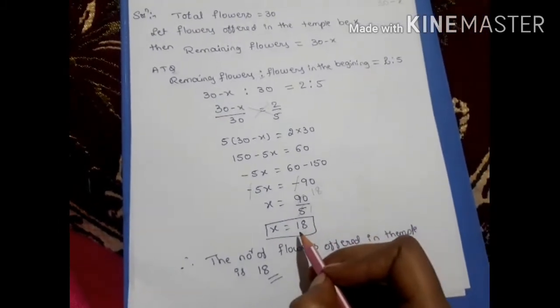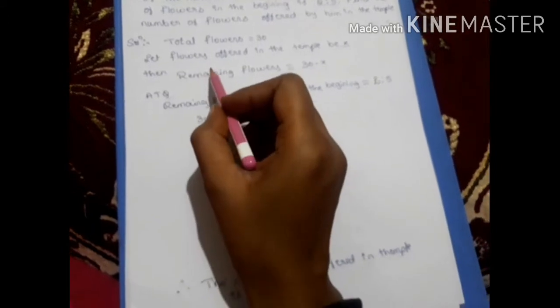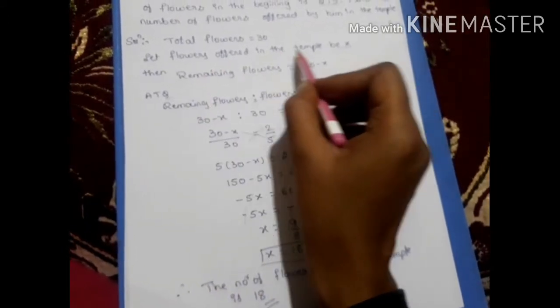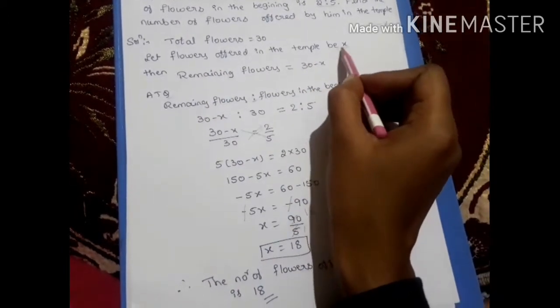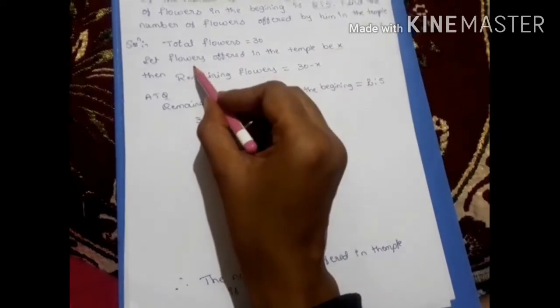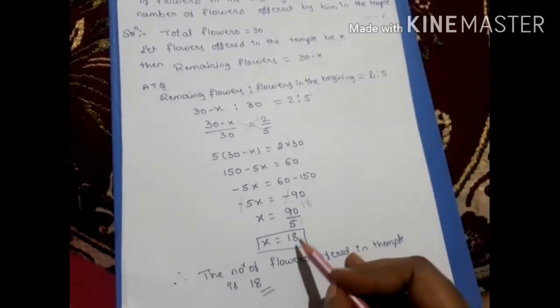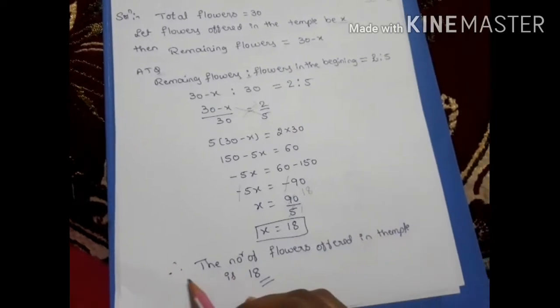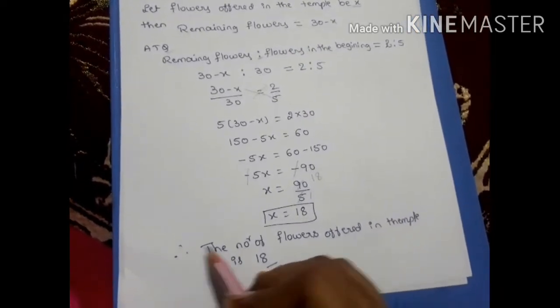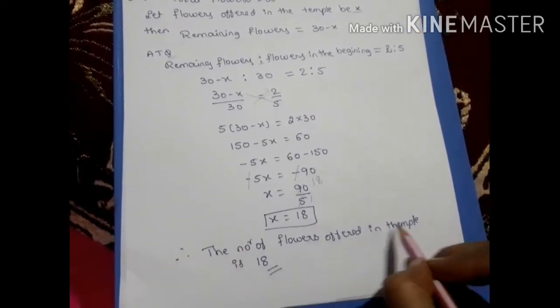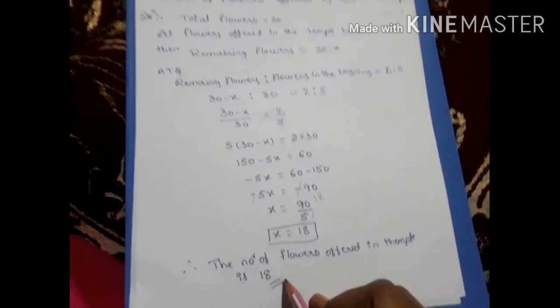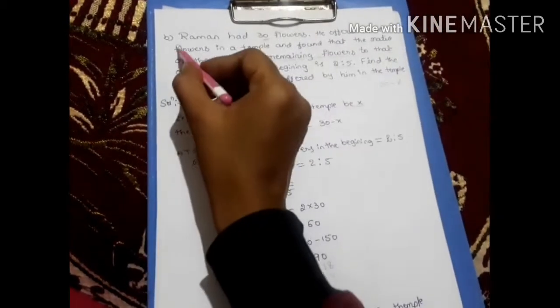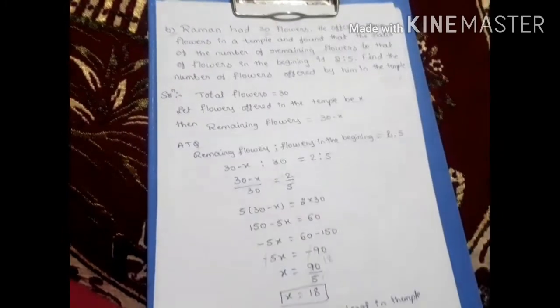So what is this x? What did we consider this x as? We considered x as the flowers offered in the temple. So what we got here: the number of flowers offered in the temple is 18. So therefore, as the last step you have to write the conclusion. Therefore, the number of flowers offered in the temple is 18. This completes the brain teaser B, main B1 question.